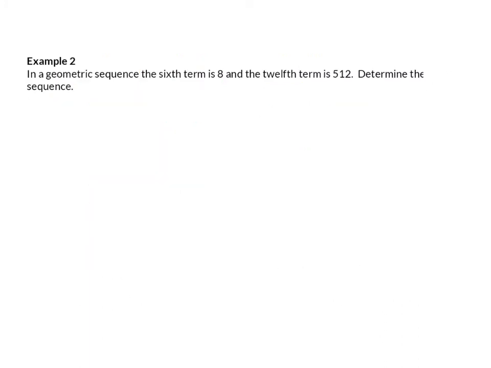Example 2. In a geometric sequence, the sixth term is 8 and the 12th term is 512. Determine the sequence. So once again, our first part of information is that this is a geometric sequence. So this time we're going to focus on formulas that contain an r value, a constant ratio. Next part of information is that term 6 is 8. So that is a specific term. So T6 has a value of 8.